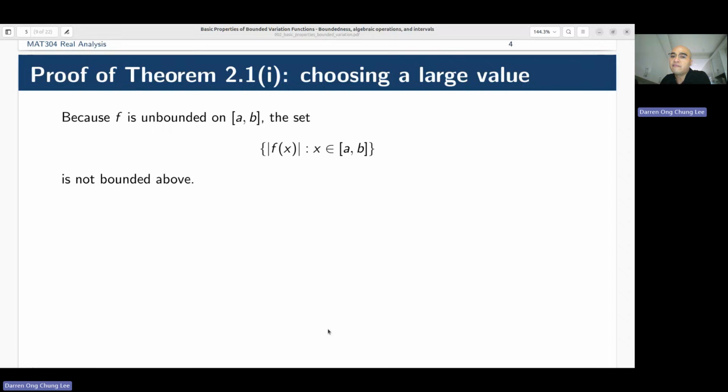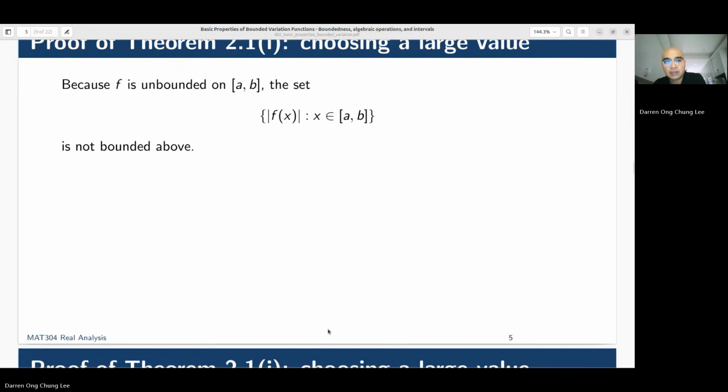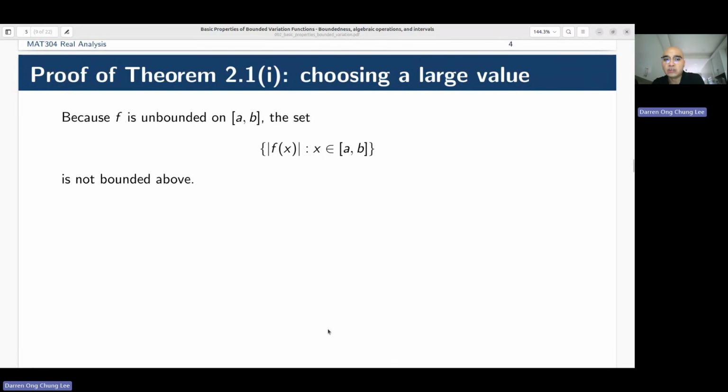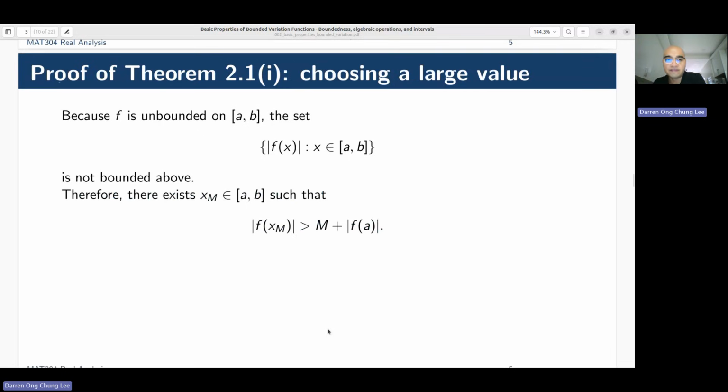So the absolute value doesn't care if f is positive or negative. So if your f is unbounded, it just means that your absolute value of f is not bounded above. The absolute values can go to infinity. Okay, that's, I think, a bit cleaner than having to divide into two cases, f unbounded above and f unbounded below. So what does it mean that the absolute value of f is not bounded above? It means that for any positive number, we can find an x_m so that |f(x_m)| is bigger than that number. Okay, that's the meaning of an unbounded set.